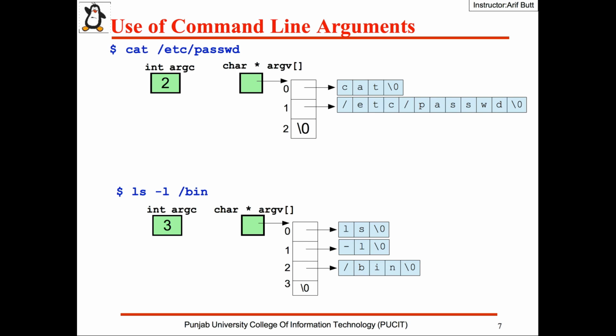Now the question is why the program name is also passed to the process. Why over here does argv sub 0 contain cat, and over here argv sub 0 contains ls? Why is this program name passed? Well, dear students, the reason is we can create an executable of a program with multiple names, and we can code that program in such a way that it behaves differently when called with different names.